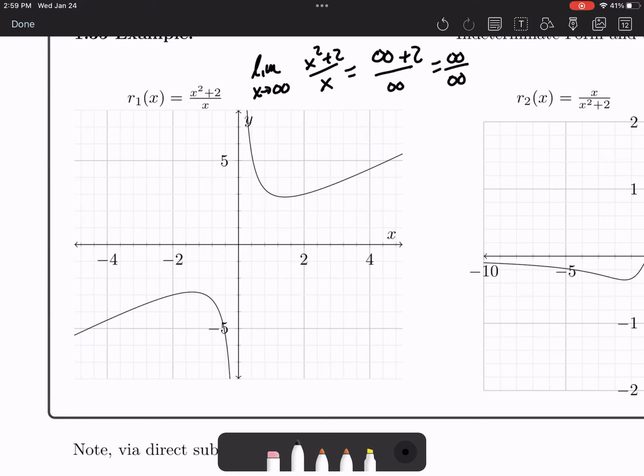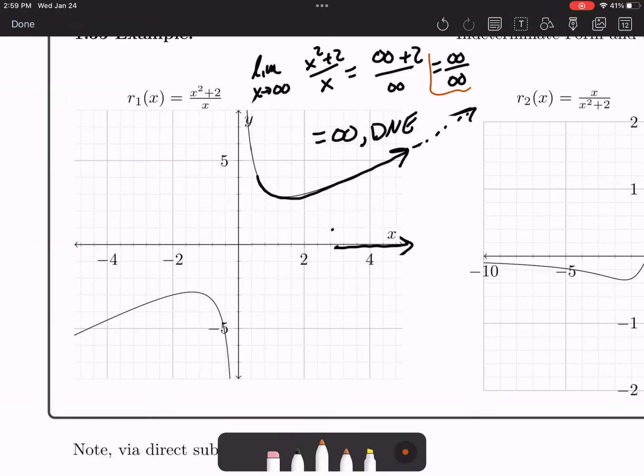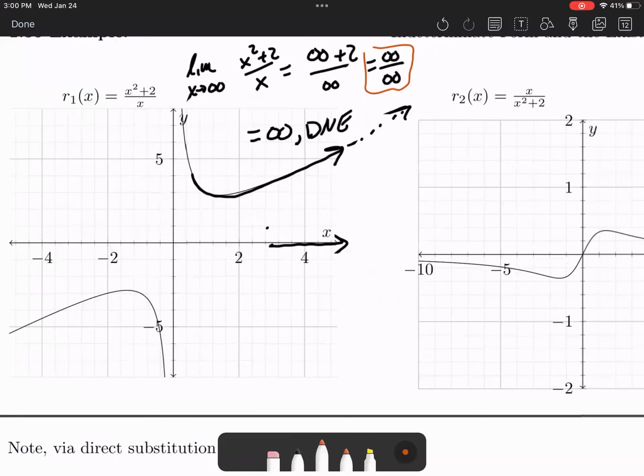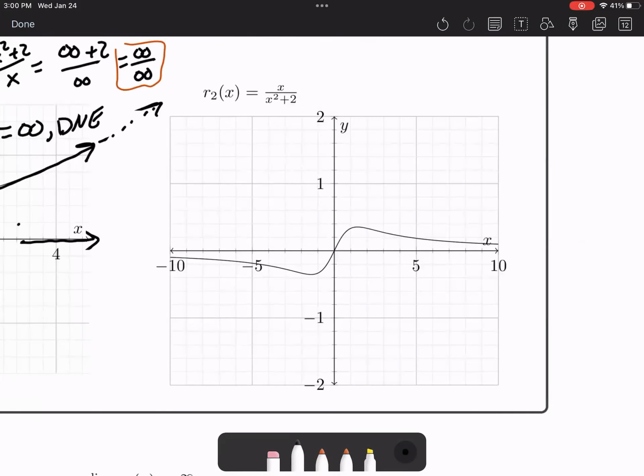And in fact, if we look at the graph here, what happens as x travels to infinity? Our function grows without bound. So the limit actually is positive infinity. It does not exist. But just because you end up with an indeterminate form, infinity divided by infinity, does not mean that the limit will not exist. Here we have an example in which we have the same indeterminate form.